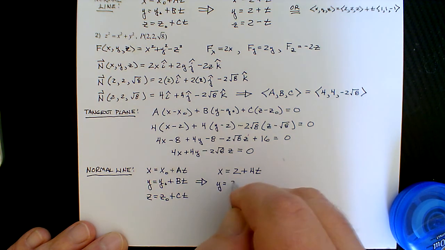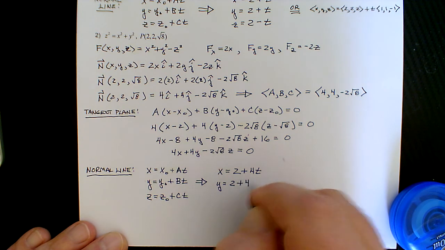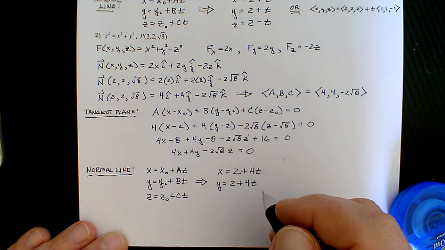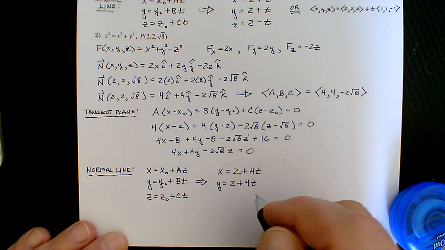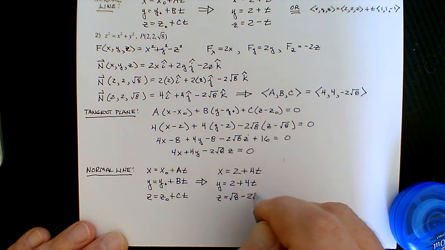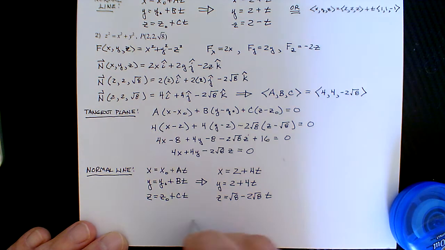y sub 0 was 2 as well, and b was 4, so 2 plus 4t also, and then z would be the point square root of 8, and then minus 2 square root of 8 is the value of c times t.